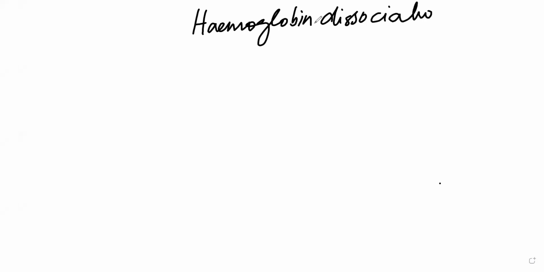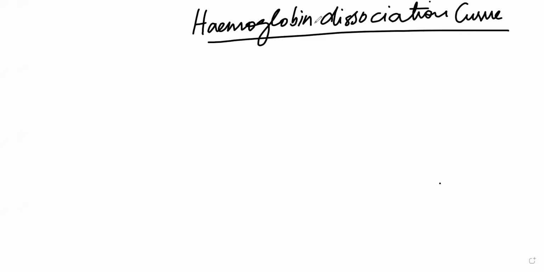So today we are going to talk about the hemoglobin dissociation curve. Dissociation curve, right? What do we mean by this dissociation curve? It is how hemoglobin detaches itself or how hemoglobin attaches itself with oxygen.